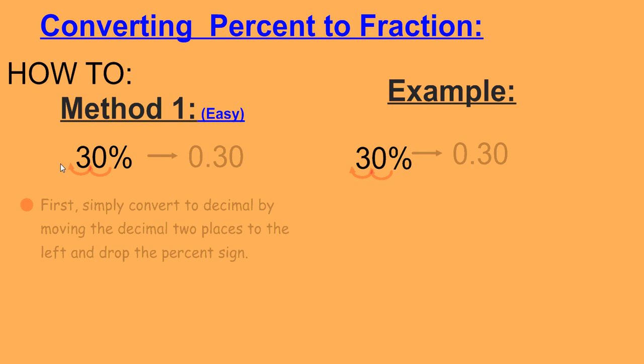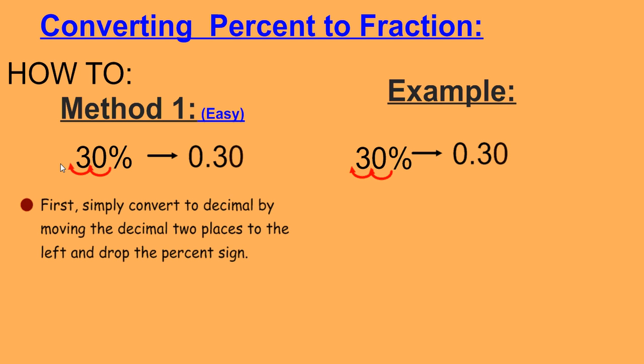The first thing we're going to do is, again, simply move that decimal 2 places to the left and drop the percent sign, and we just created ourselves a decimal value of the percent. The next thing, if there's ever a 0 at the end, you would just drop that 0. So we're going to drop that 0. And now instead of 30/100ths, we have 3/10ths.